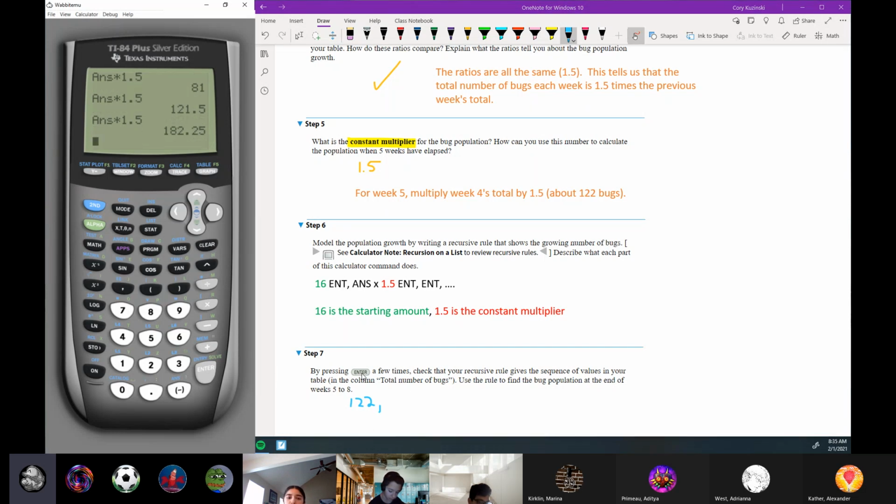Week 6, 182. I'm not going to round inside of my work though. I'll just round after I get my number. 273, that would be week 7, and 410, that would be week 8.